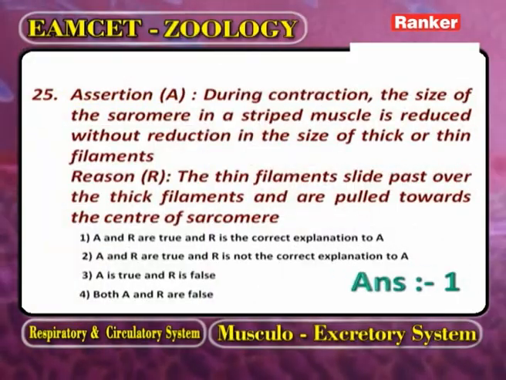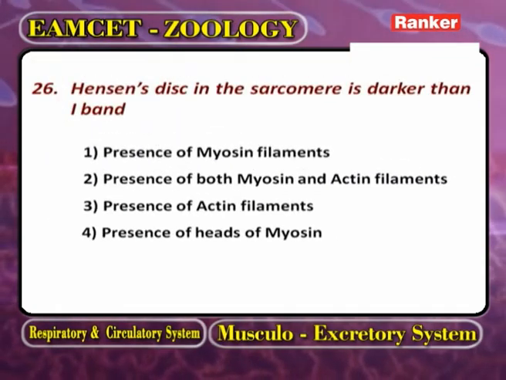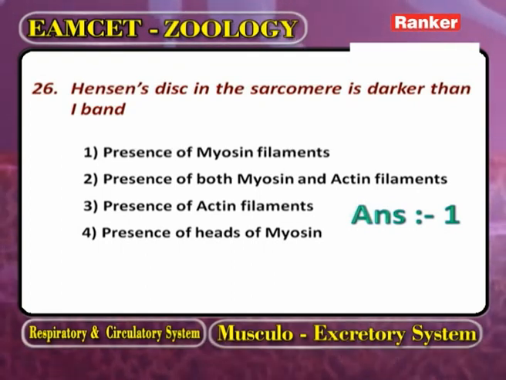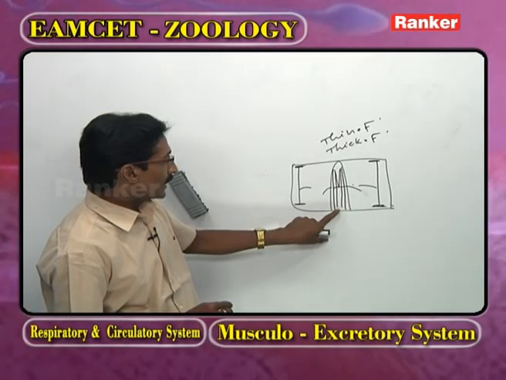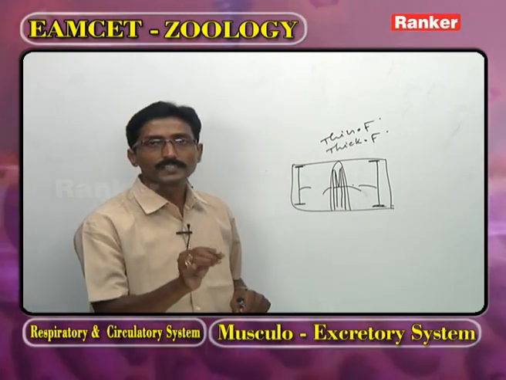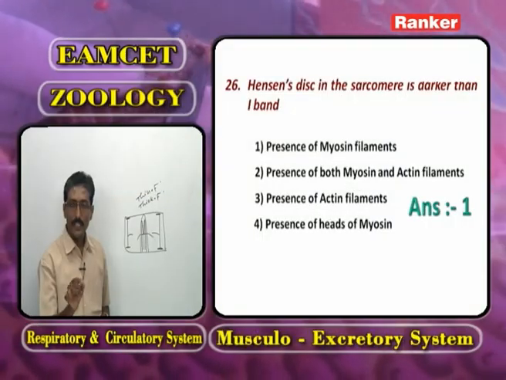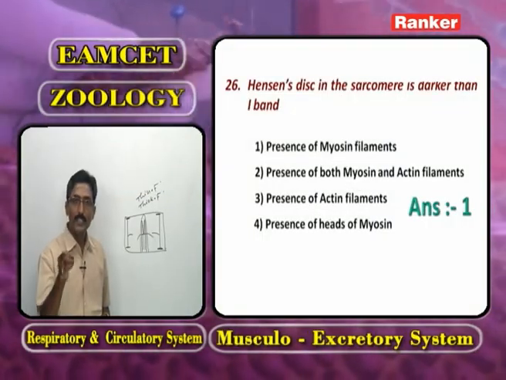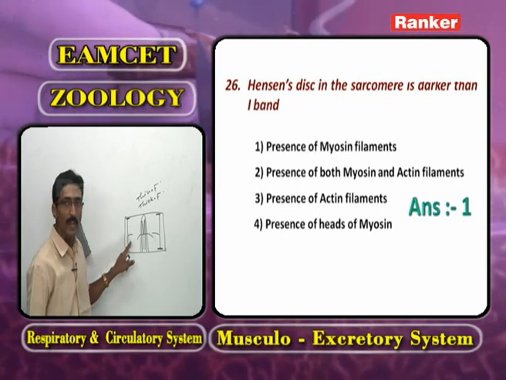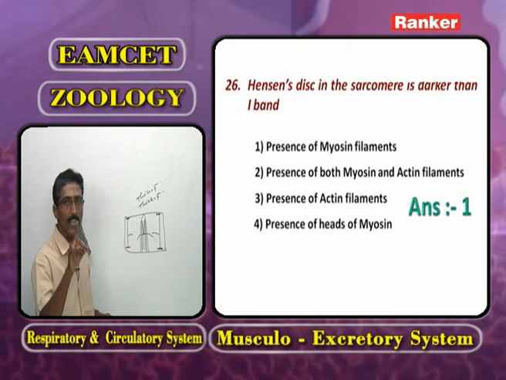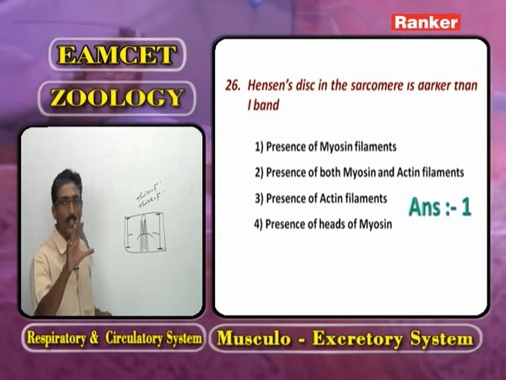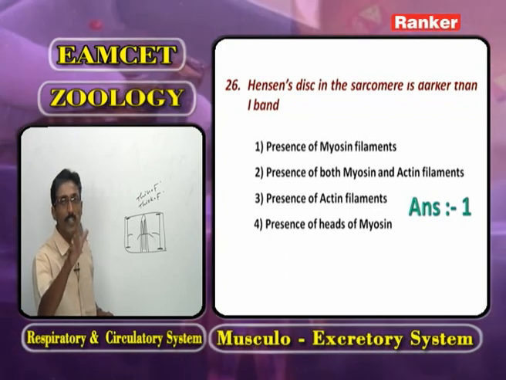Now we go for the next question. Hensen's disc. Now what is the Hensen's disc? This is A band. In the center of A, what is present? H zone. That is called Hensen's disc. Hensen's disc in the sarcomere is darker than I band, because as we observe the I band, what are present? Actin, troponin, tropomyosin. These proteins' molecular weight is very less.